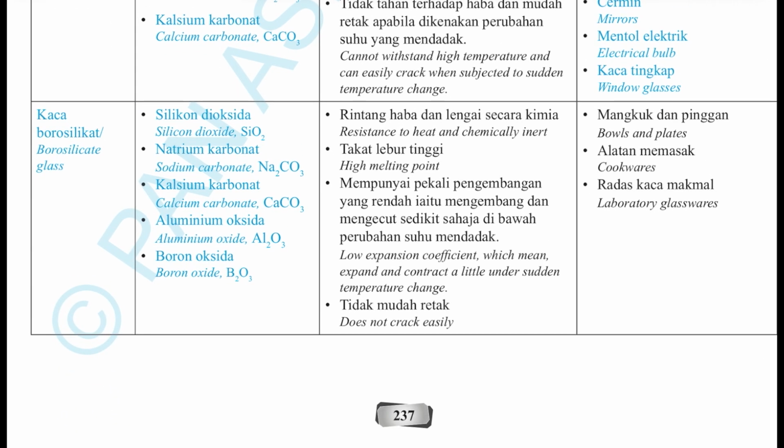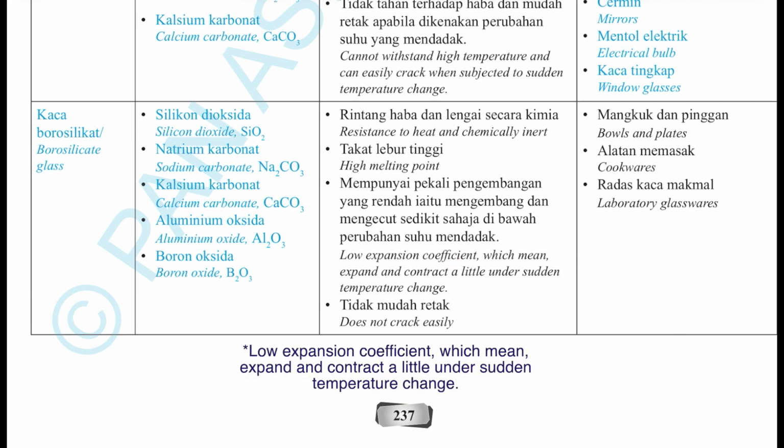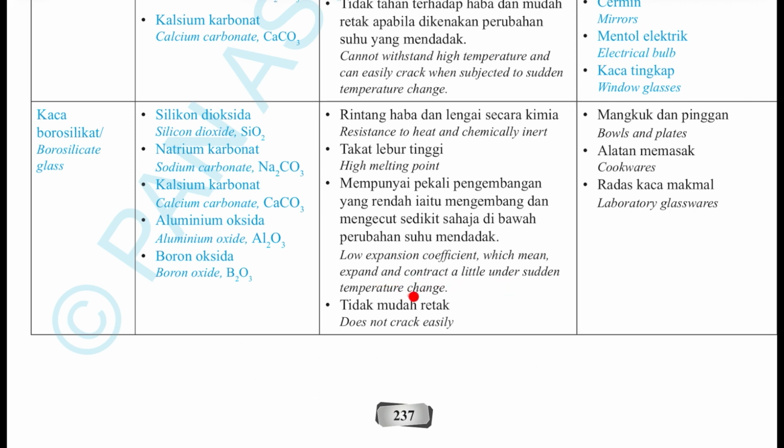Borosilicate glass consists of silicon dioxide, SiO2, sodium carbonate, Na2CO3, calcium carbonate, CaCO3, aluminium oxide, Al2O3, boron oxide, B2O3. The properties: resistant to heat and chemically inert, high melting point, low expansion coefficient, which mean expand and contract a little under sudden temperature change, does not crack easily. We used to make bowls and plates, cookwares, especially laboratory glasswares.